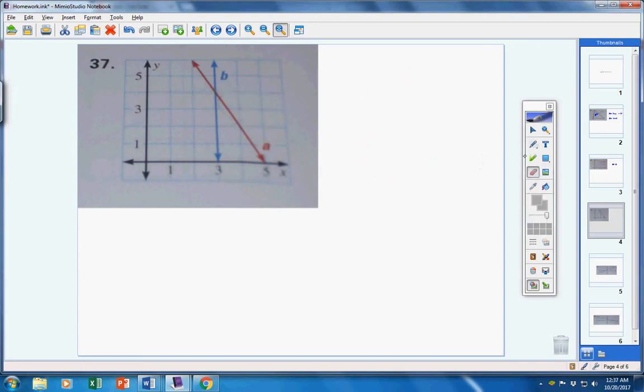Now, the blue line is a vertical line, and so there's no work to be shown. All vertical lines have a slope that is undefined.